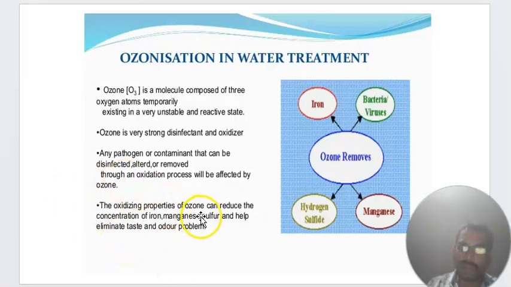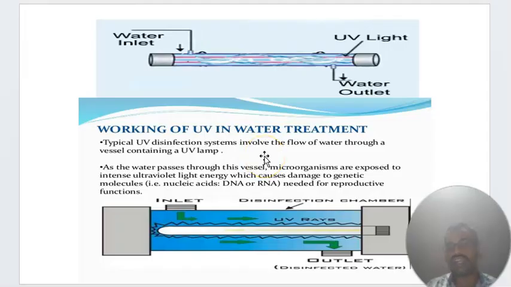The oxidizing properties of ozone can reduce the concentration of iron, manganese, and sulfur, and help to eliminate taste or odor problems. So this is called one of the best methods for water treatment technology, ozonization. Then we can come to the somewhat advanced UV water treatment technology.